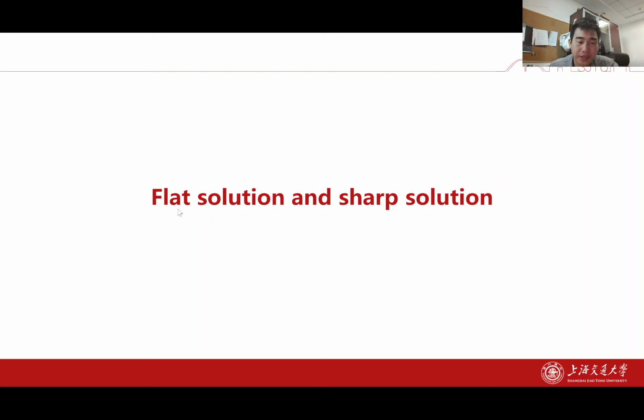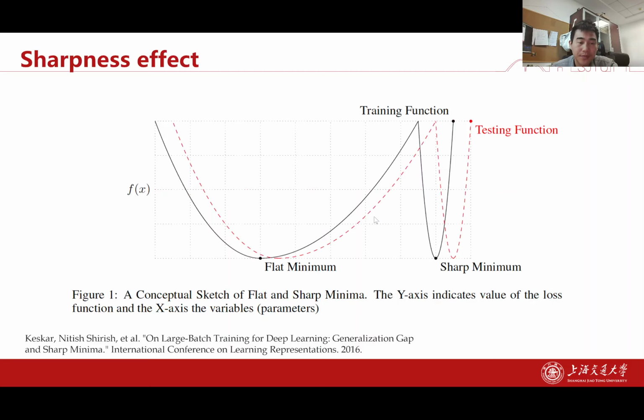We will introduce another phenomenon of flat solutions and sharp solutions. This is a very famous paper that studies how batch size affects learning. They found that different batch sizes will find minima with different sharpness. Here's a very intuitive example to understand how sharpness affects generalization.